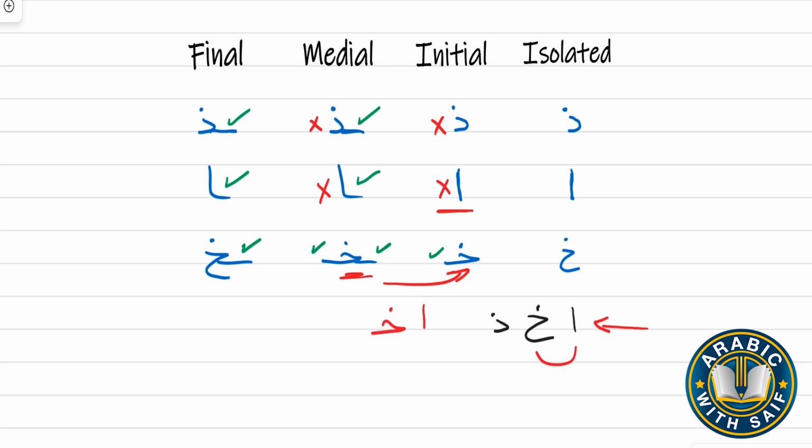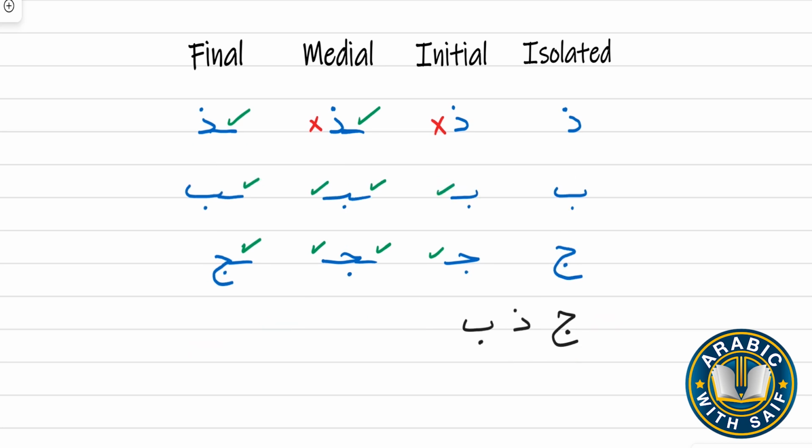Now we will see the relation between Kha and Dhal. Kha's middle form allows connecting a letter before and after. And Dhal's final form can be connected to any letter before. So both Kha and Dhal will get connected. And this will be the final form for this word. Let's read it. Akhadh. Akhadh means took something.